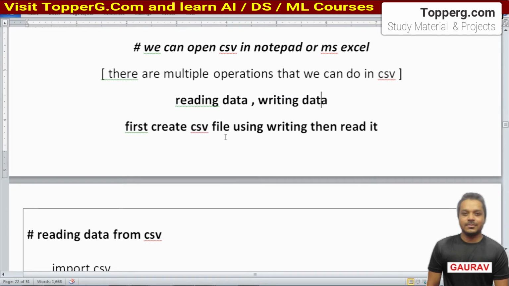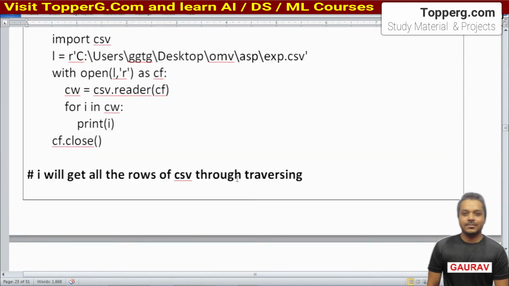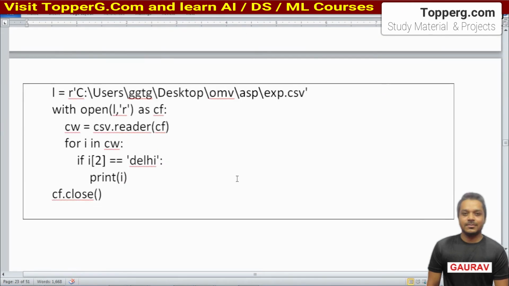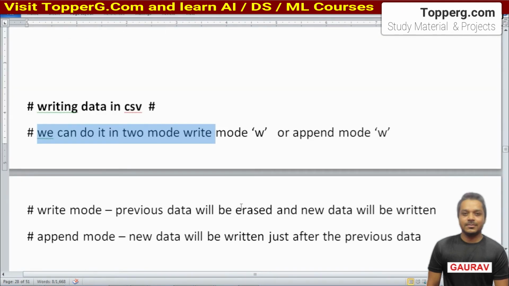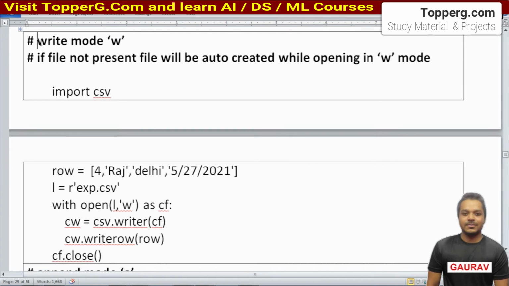Let's understand how we can read the data in a CSV file or how we can write the data in a CSV file. For reading the data, we must have a CSV file present, or we can create it. So first of all, let's create a CSV file. First we will understand writing data in CSV and then we will read the data. Writing data means removing previous data by using W mode or adding new data by using A mode. When we use a CSV file with write mode W, and the CSV file is not present at the given address, it will be auto created.